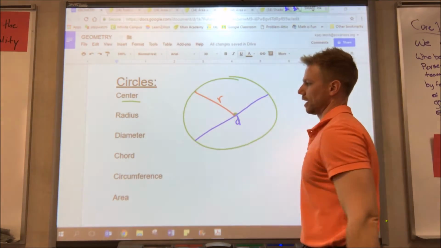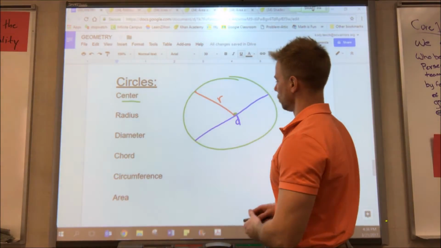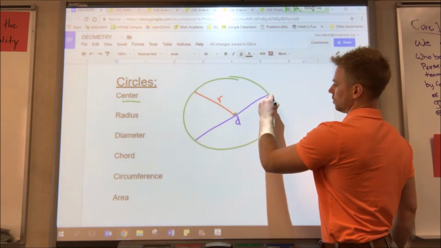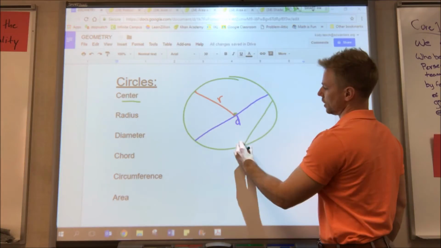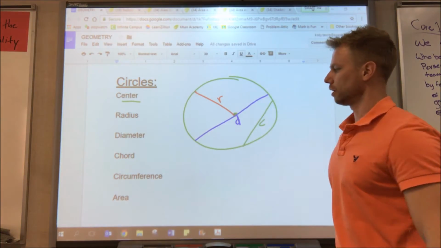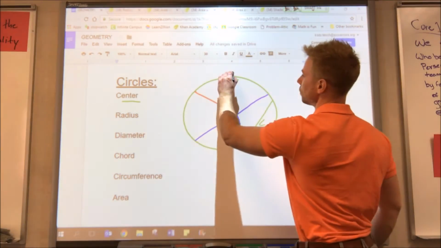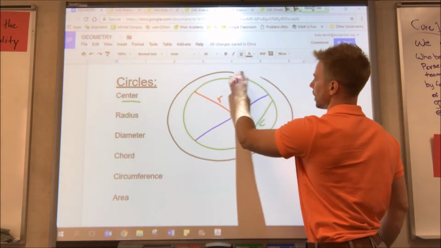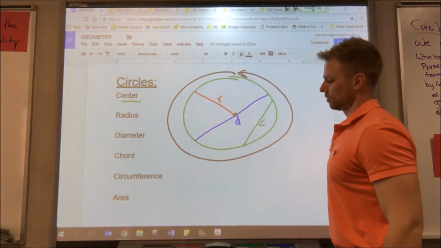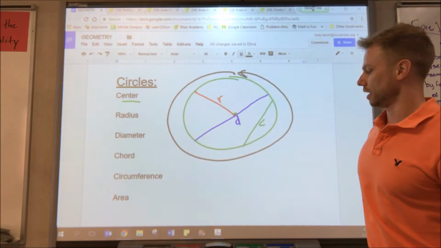That is diameter. A chord goes from one end of the circle to the other, but it does not go through the center. That's called a chord. The circumference is basically the perimeter of a circle. It's the distance around the outside. That is the circumference, and the area is the space that's inside.